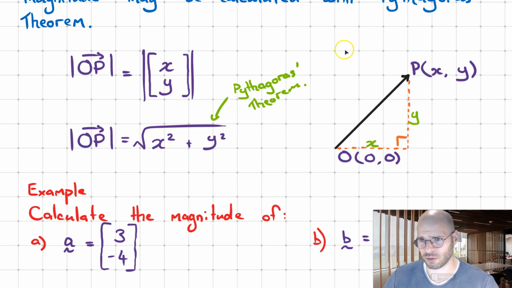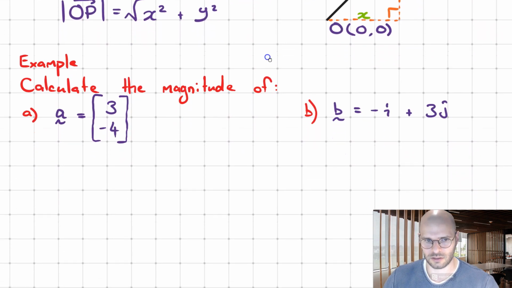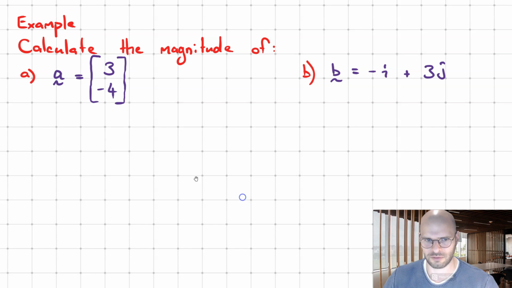So that is why when we're doing the magnitude of a vector in space, all we need to do is throw it inside of Pythagoras' theorem to calculate the magnitude. So let's have a look at how we can put this to use. Consider we have example A. Vector A is defined as 3 and minus 4. What we would like to do is calculate the magnitude.